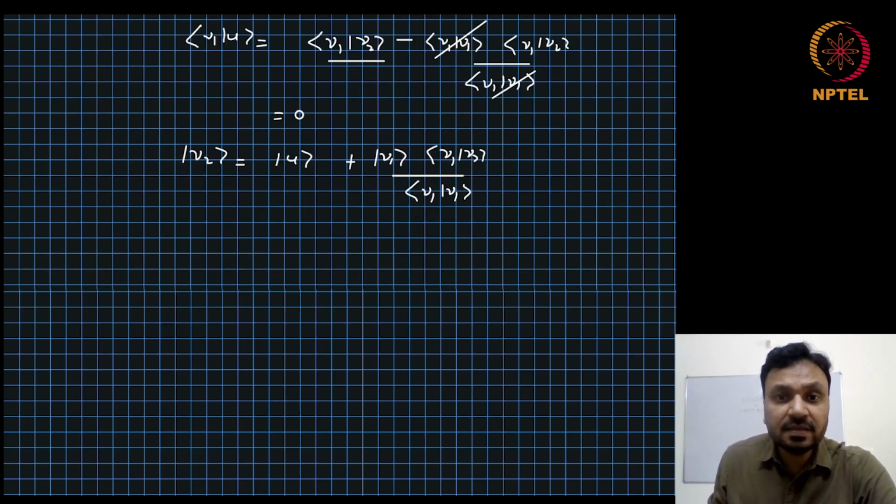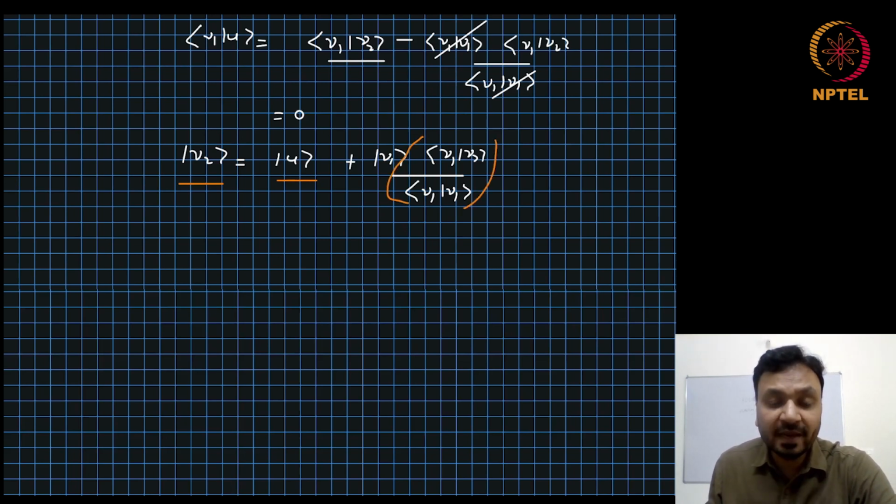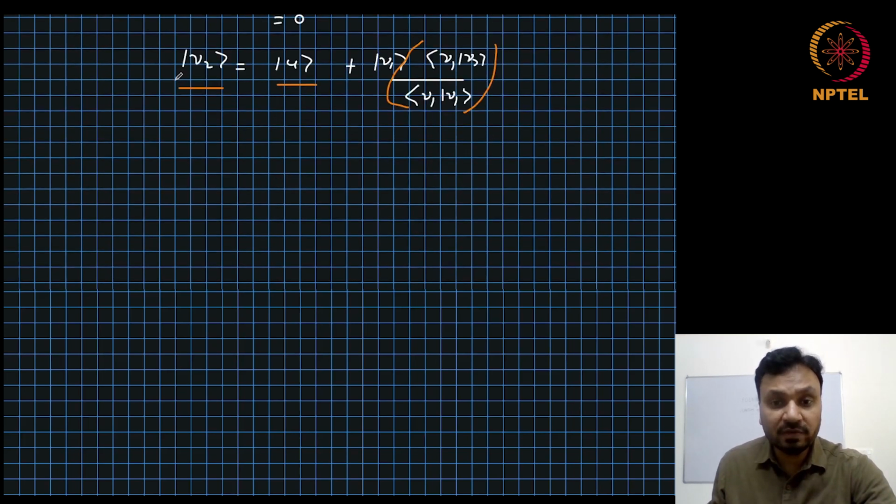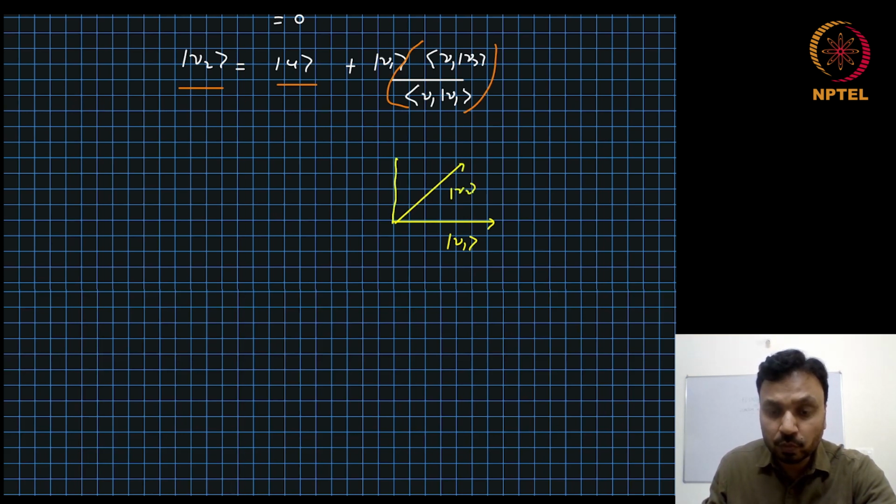So from here we can see that v2 is a sum of two orthogonal vectors, u and a multiple of v1, and the rest is just a scalar. This thing is just a scalar. So v2 can be written as two orthogonal vectors, and if we want to represent it graphically, we have v1, we have v2, and we have u.